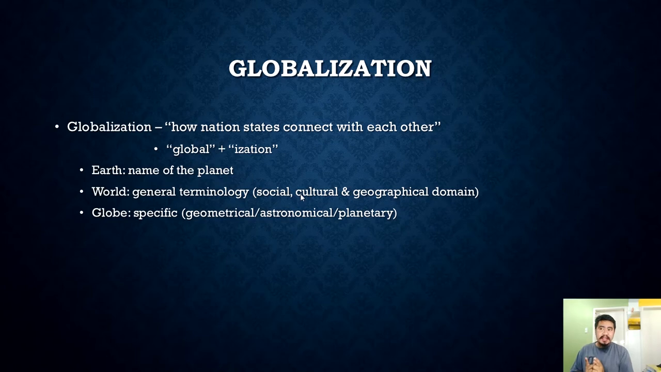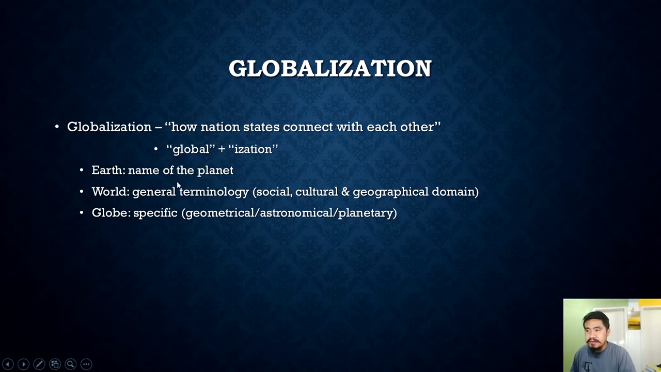Now, world is basically a thing to be analyzed in globalization. But why is the term globe used in the term globalization? When we define globe, globe is quite specific. This is the best word that will fit in the notion natin all about globalization.